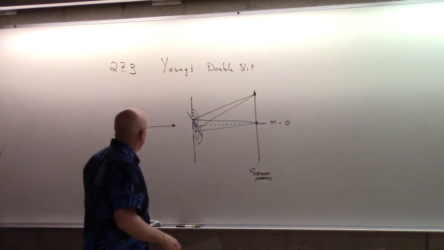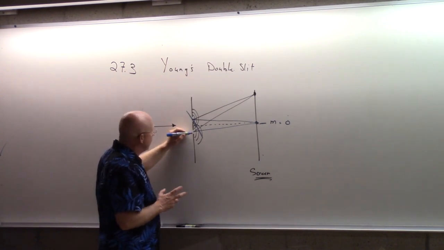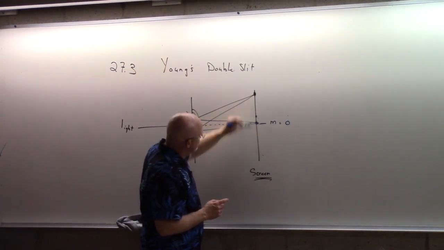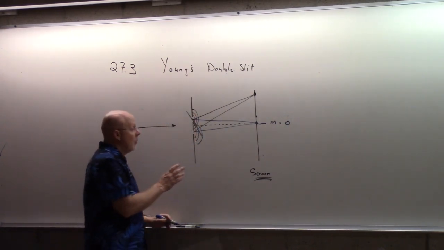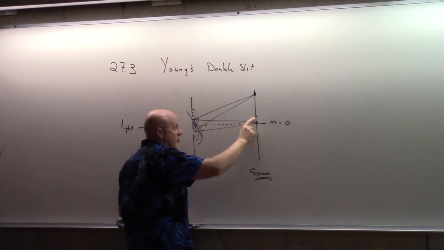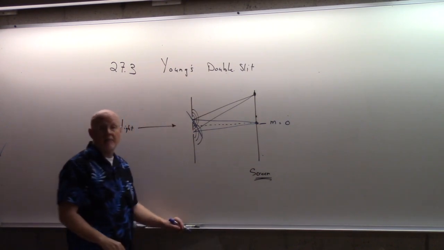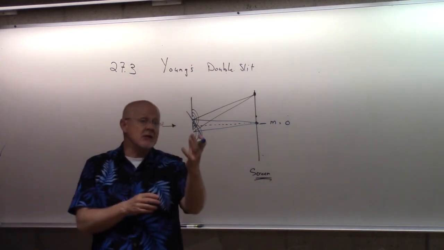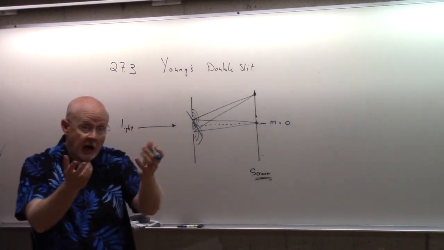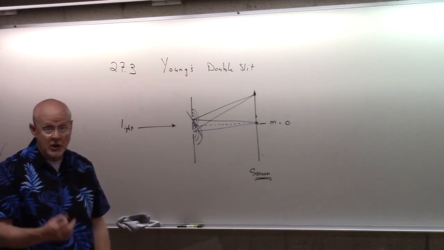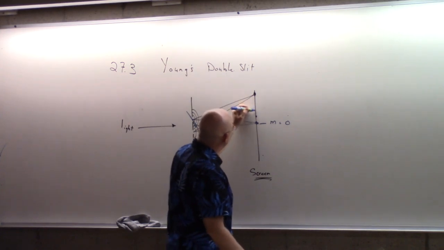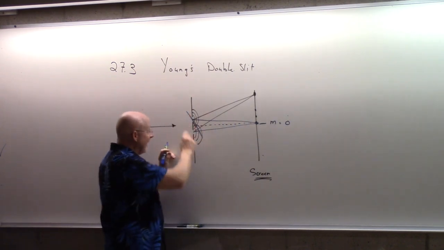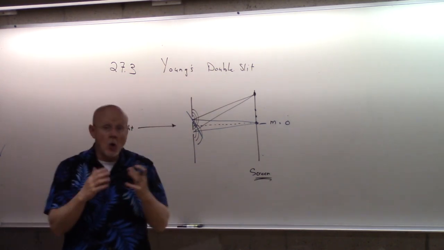All right. With that said, notice that as you move up the screen, you may get to some point where the bottom one travels half a wavelength more than the top one. Therefore, when these waves come together, the crest of one lines up with the trough of the other, and you get destructive interference. Now, if you go a little bit further up the screen, the bottom one may now be a whole wavelength further.